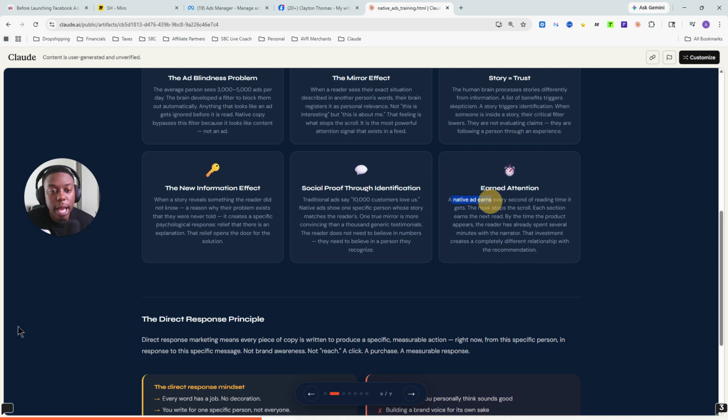And then earned attention. A native ad earns every second of reading time it gets. The hook stops the scroll. Each section earns the next read. By the time the product appears, the reader has already spent several minutes with the narrator. That investment creates a completely different relationship with the recommendation.